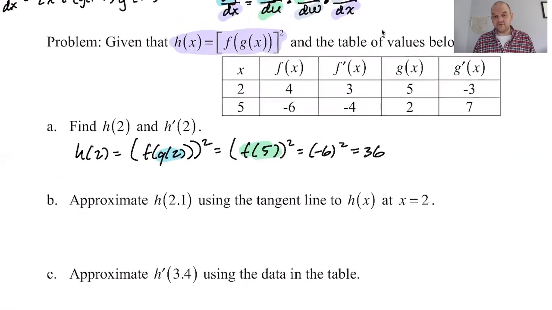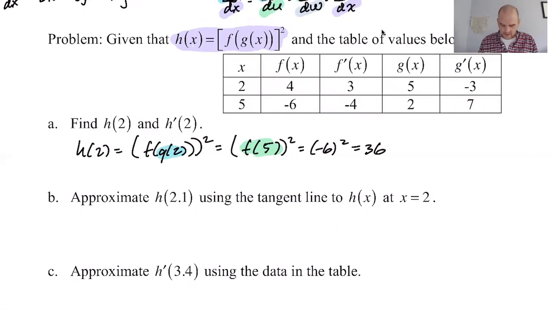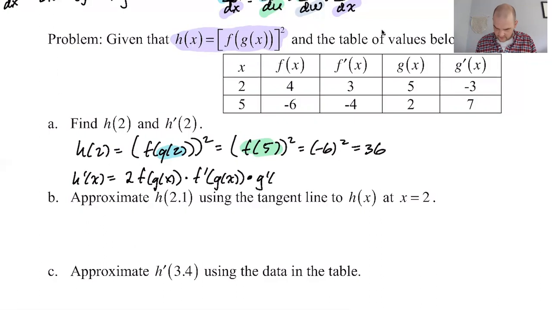Now I have to find h prime of x before I can find h prime of 2. It's a chain rule thing, right? I see something squared, so the derivative of that is 2 times that thing to the first, times the derivative of that thing, which will be f prime of that thing, times the derivative of that thing, which will be g prime of x.